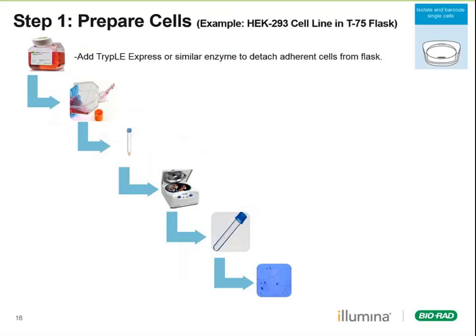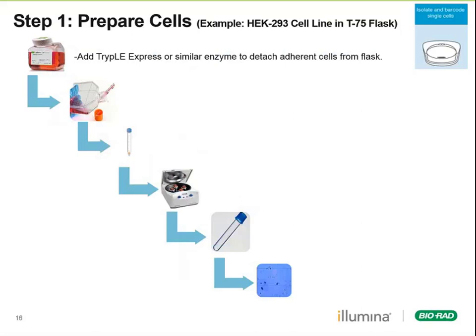Here I have a deeper look at step 1, the preparation of cells. So we've looked at a common cell line, human HEK293 cells that were grown in T75 flasks. Keep in mind this is just an example, and you may need to optimize it quite a bit for your cell type. For example, if you're using cell suspension culture, you'd have a different workflow.